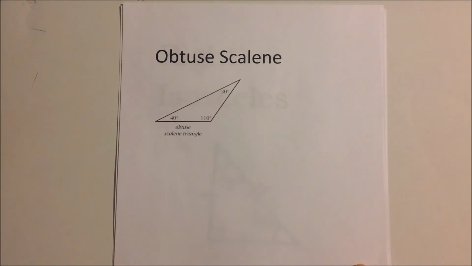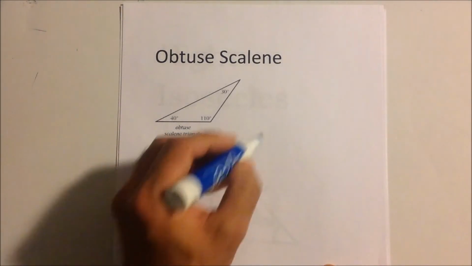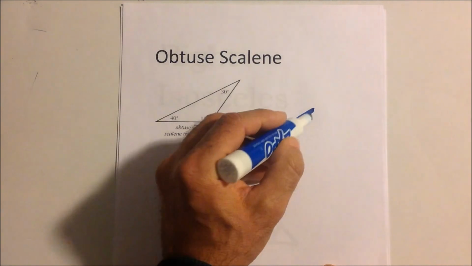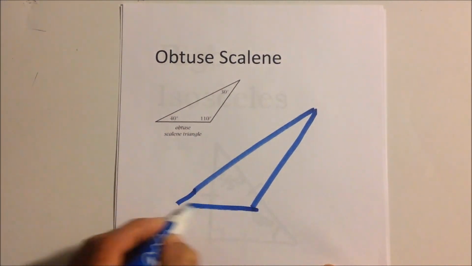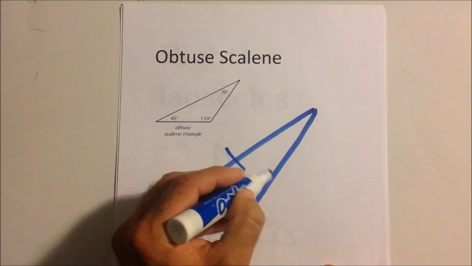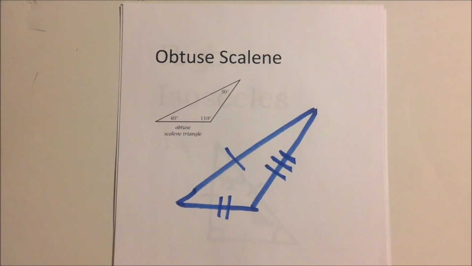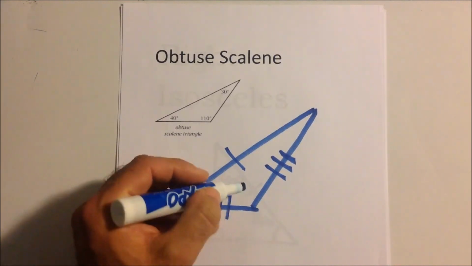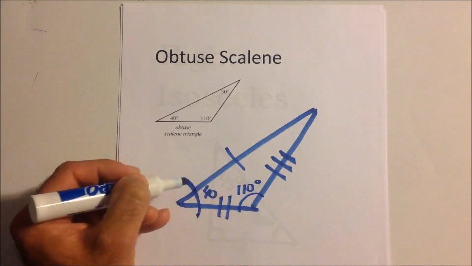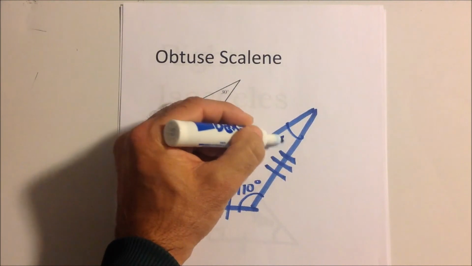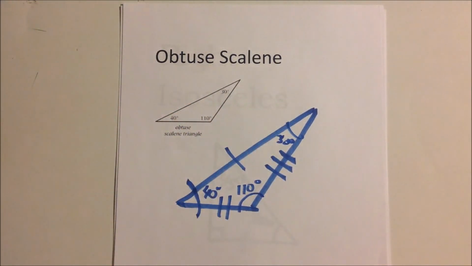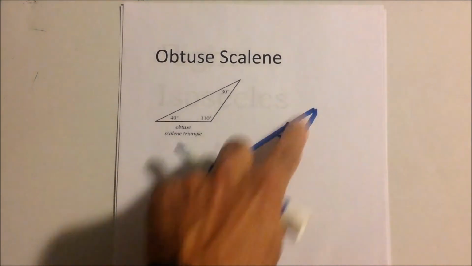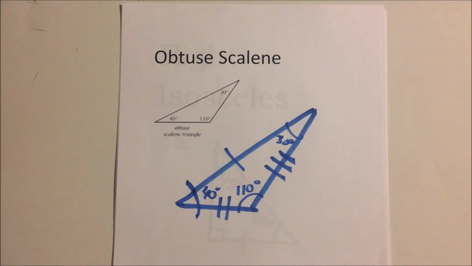And then we have an obtuse scalene. Remember, obtuse is greater than 90 degrees, but not 180. So I'll make it bigger here for you. I have a degree, something like this. And these slashes mean that none of the lengths are the same. And this could be 40 degrees. This could be 110 degrees. And this could be 30 degrees. So none of the angles are the same. None of the degrees are the same. And none of the lengths are the same. So that's an obtuse triangle.